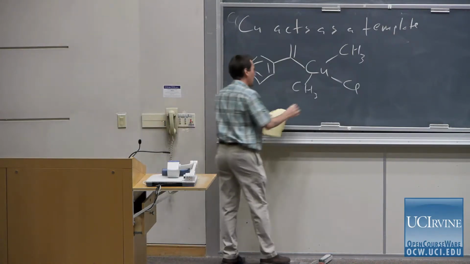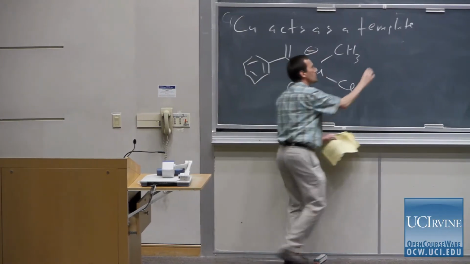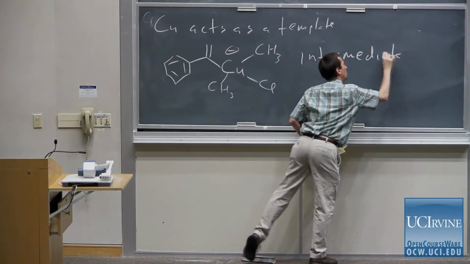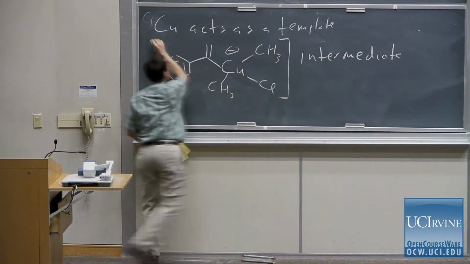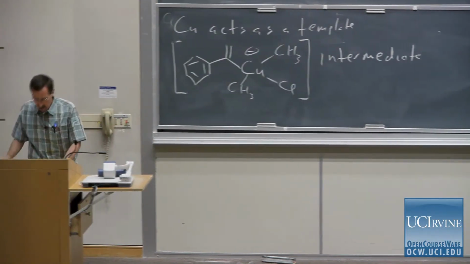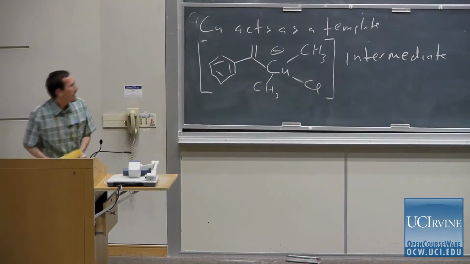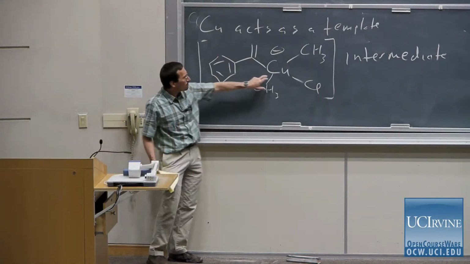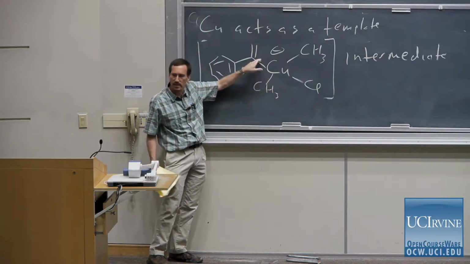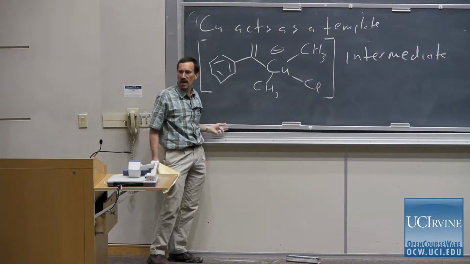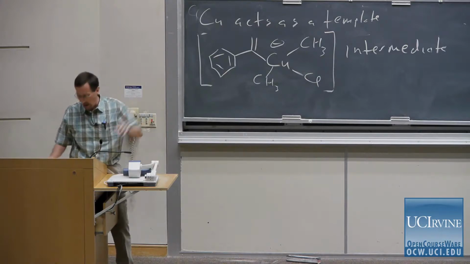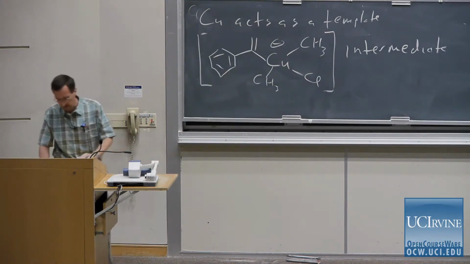The intermediate here, which I'll draw as such, maybe I'll put it in a bracket just to remind us that this is not a stable compound, that this is only an intermediate. This intermediate forms, and what it does now is the copper serves as a template for formation of a bond between the methyl and vinyl group. The copper brings those two together, very much like that generalized reaction I wrote in the very beginning.